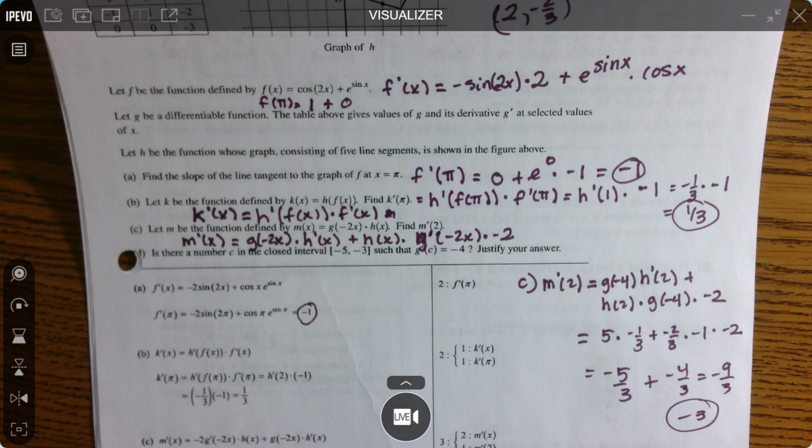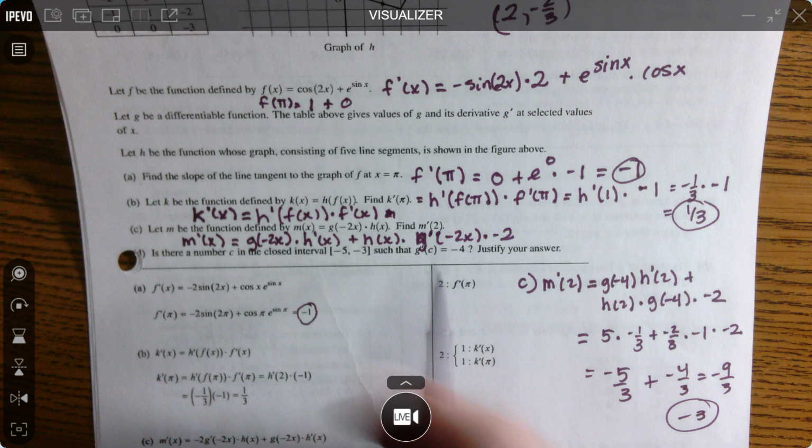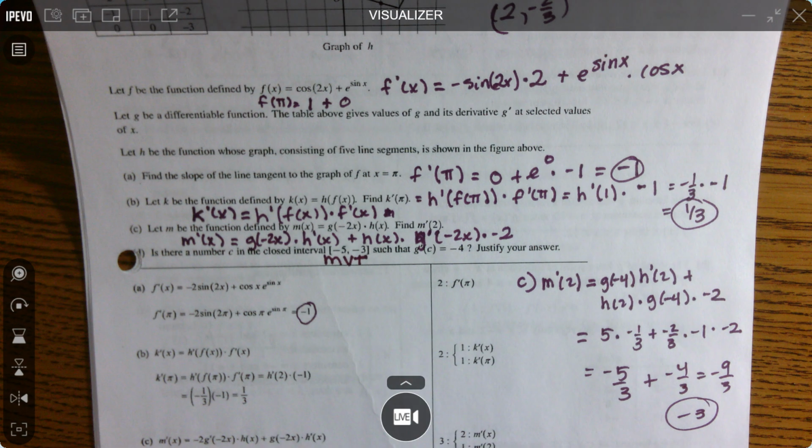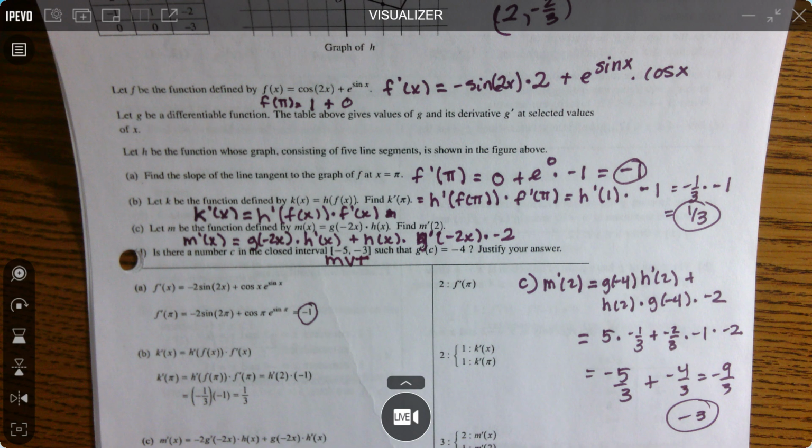And I kind of covered up that last one, but this is actually the MVT. And so it's helpful to talk about the MVT. There's a couple things you have to do. You have to name the theorem, and you have to make sure that you identify that it does work because you have a continuous, differentiable function.